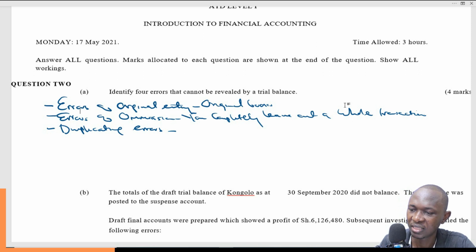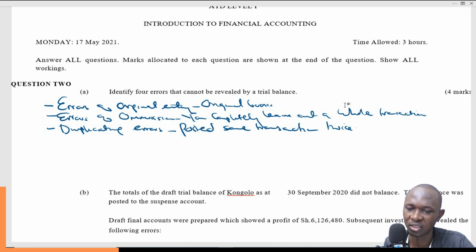So here you posted the same transaction twice or thrice, but let's just talk of twice because it's duplicating. So you posted the same transaction twice. It will not be disclosed by the trial balance because the totals on the debit and the credit will still balance.